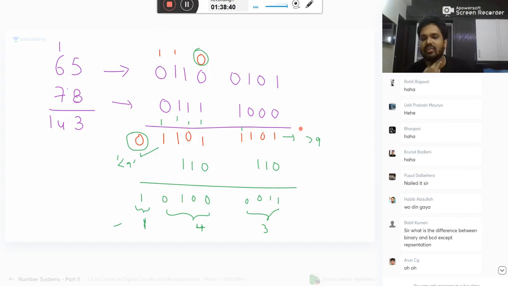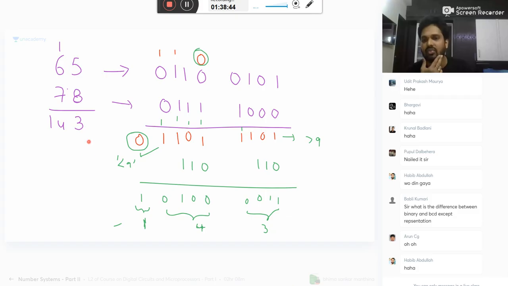The only difference is representation. Here every single digit is represented as a 4-bit binary number, and the result I have already explained. The reason why we go for BCD I have also already explained.